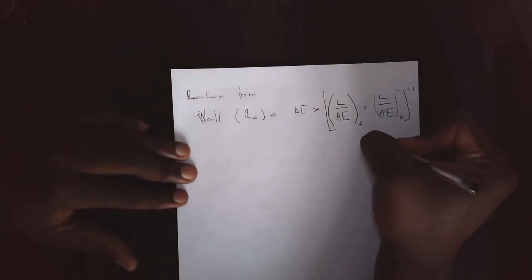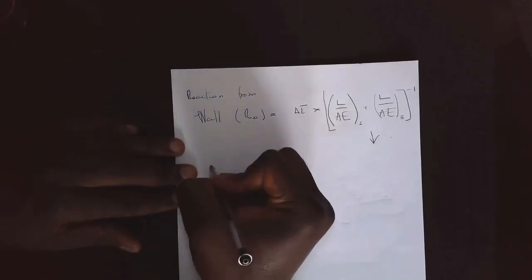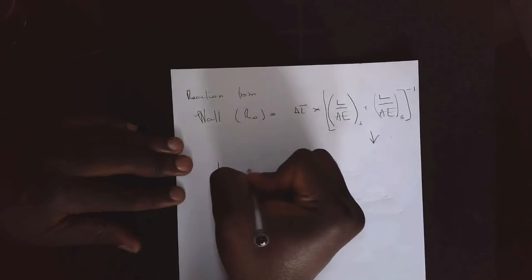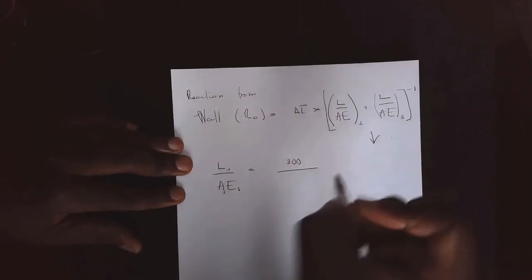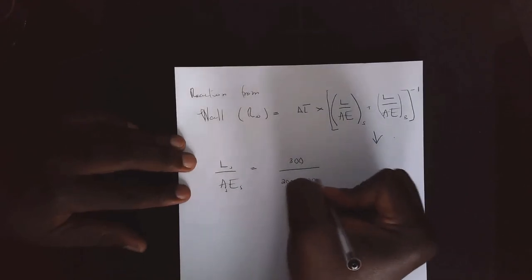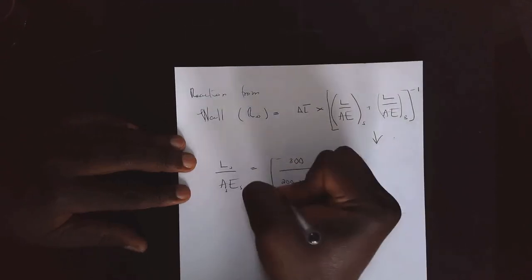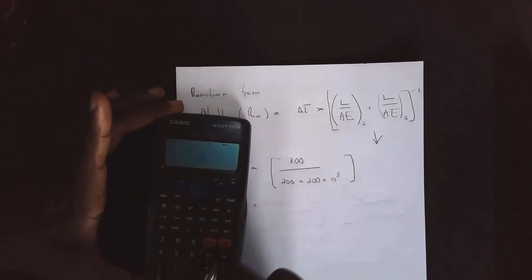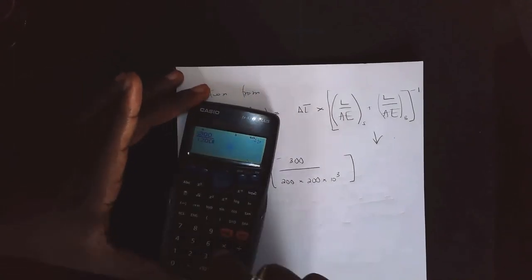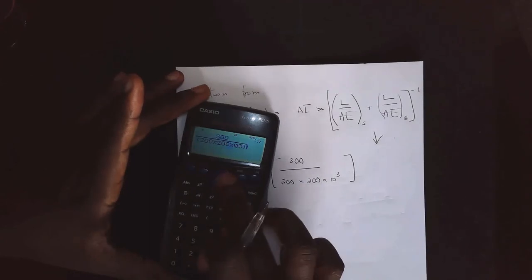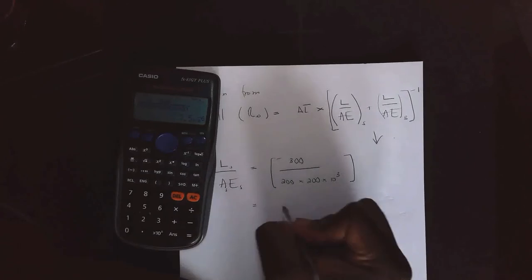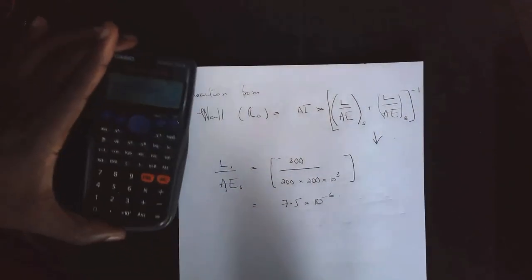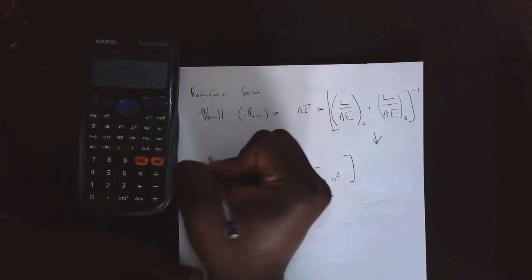Okay, so let's work through this part of the equation first. L over AE with respect to S is equal to 300 divided by (200 times 200 times 10 to the power of 3). If we bring our handy calculator, we have 300 divided by (200 times 200 times 10 to the power of 3), bracket close. And that gives 7.5 times 10 to the power minus 6. So we've got that. This is for steel.